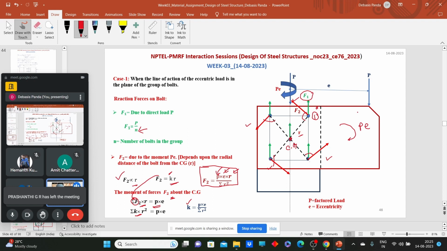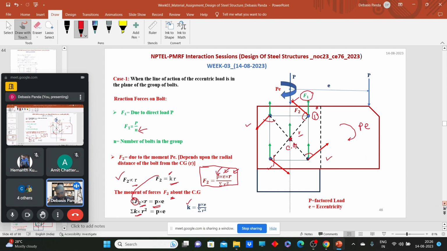So due to the direct load, one force F1 will develop. The value of F1 is the direct load divided by the number of bolts. The F2 force is generated due to the moment, to counterbalance the moment part. That F2 part we can also calculate easily.